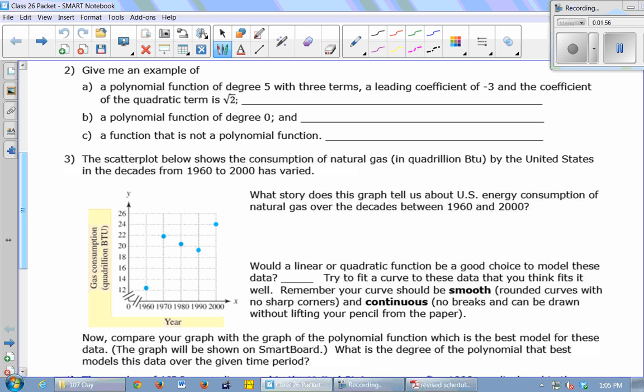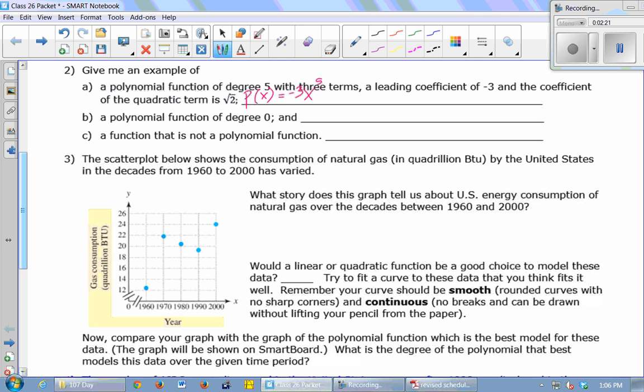All right, so we're going to start, we'll call it p of x for polynomial function, right? And it's degree 5, which means the highest power of x is an x to the 5th. So my first term is going to be something times x to the 5th. Yep, and the leading coefficient is what goes with the highest power of x, and that's a -3. So that's one of my 3 terms.